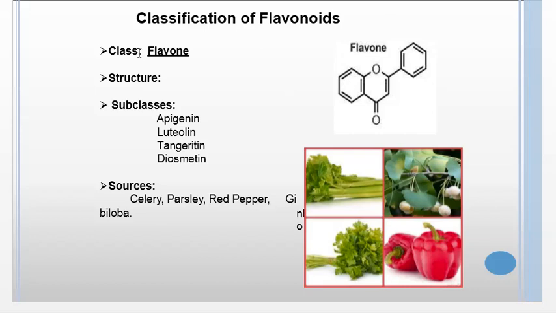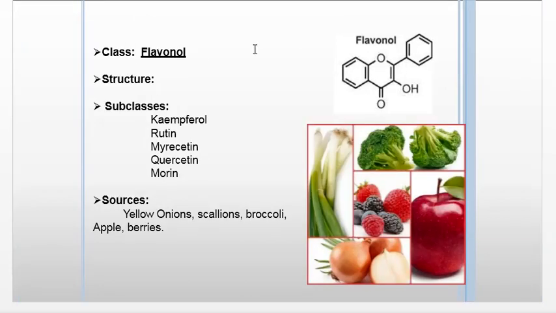Classification of the flavonoids. Class flavone. Subclasses: apigenin, luteolin, tangeritin, diosmetin. Sources: celery, parsley, red pepper, and ginkgo biloba. Flavonol, this is the structure of the flavonol. Subclasses: kaempferol, rutin, myricetin, quercetin, morin. Sources: yellow onions, scallions, broccoli, apple, and berries.